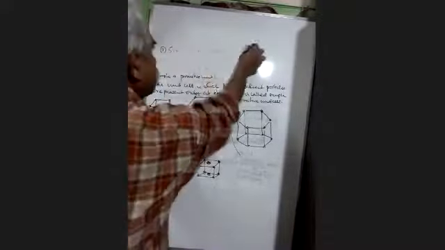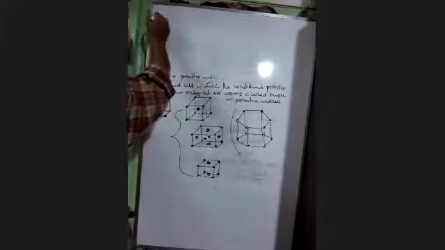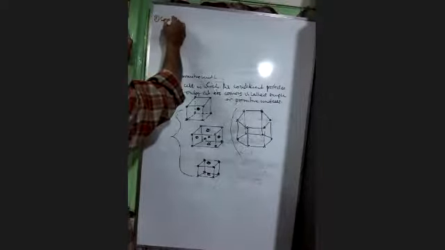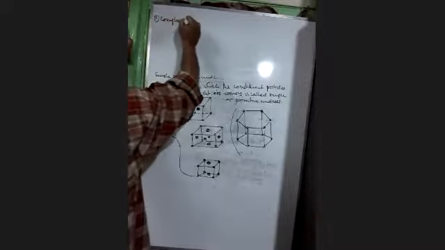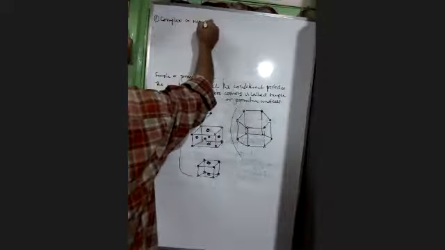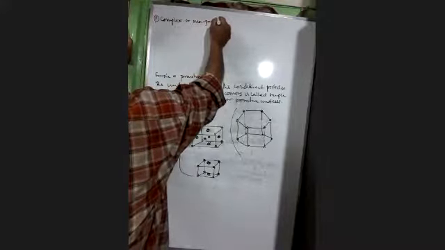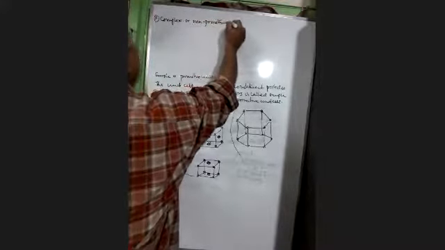Okay. So now we'll write. In your book, they will mention non-primitive unit cells, but it is also called complex. So now we'll go for complex or non-primitive units.